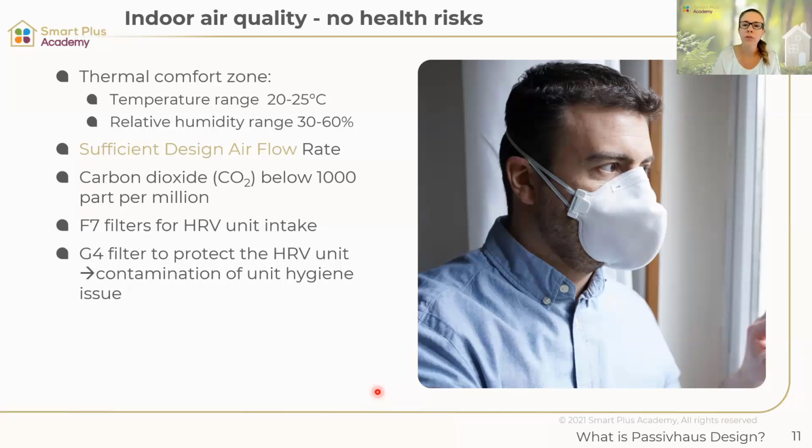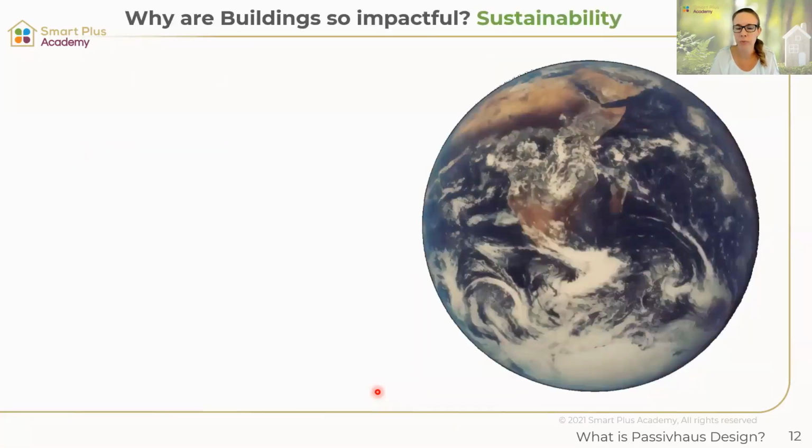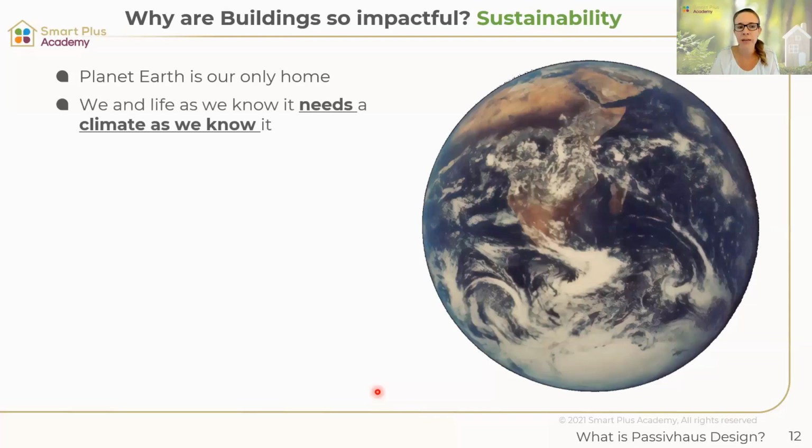Now let's move on to why our buildings are so impactful from a sustainability point of view. So that's the second part, why buildings are impactful. And here's our beautiful planet Earth, and it's our only home. We haven't found a planet B yet, and we and life as we know it need a climate as we know it.